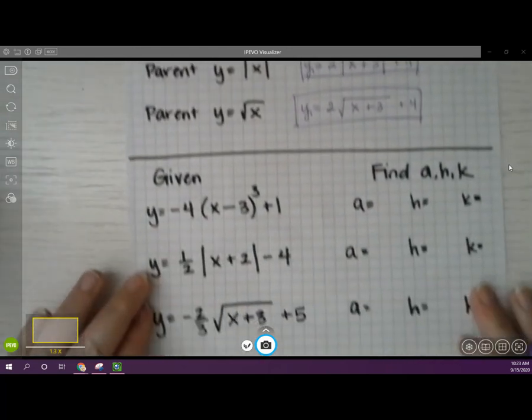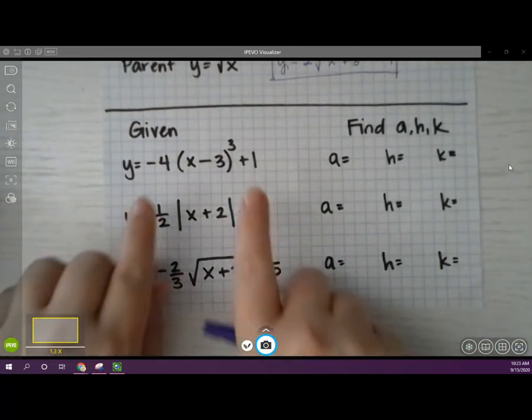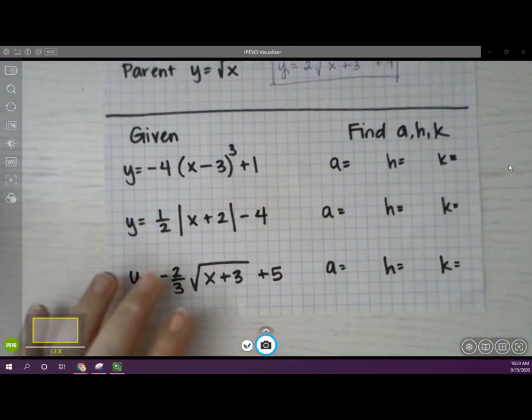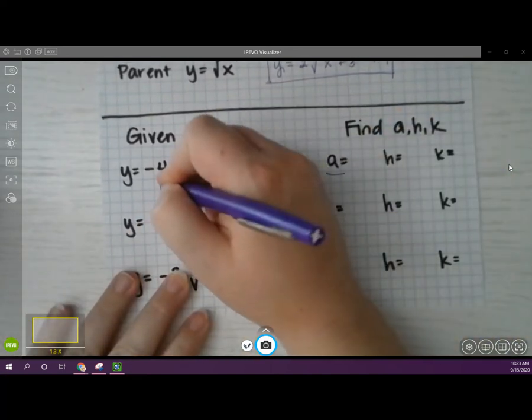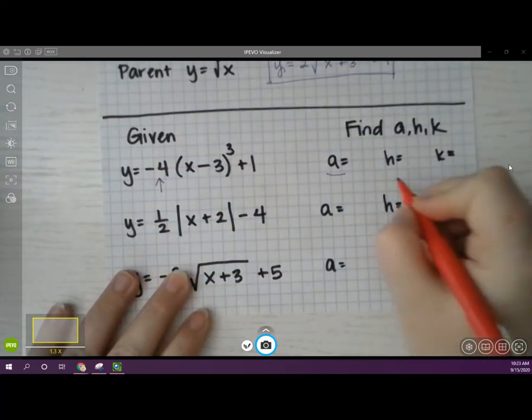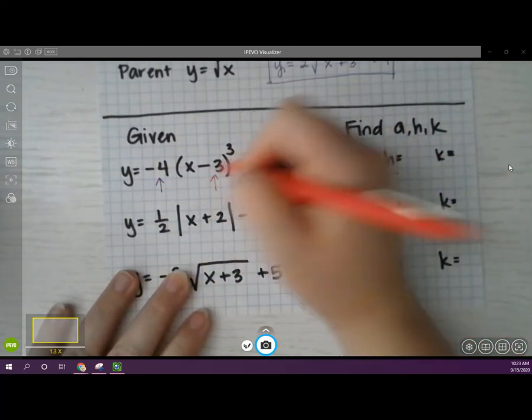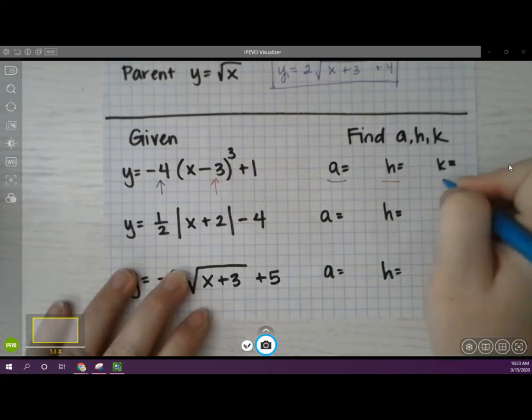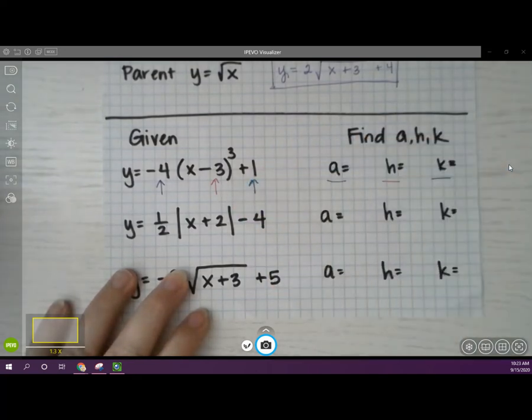Now, if you are going in the opposite direction, say they give you the formula and you have to find a, h, and k. a is always the first number. h is always the second number, or the number next to the x. And k is always our last number.